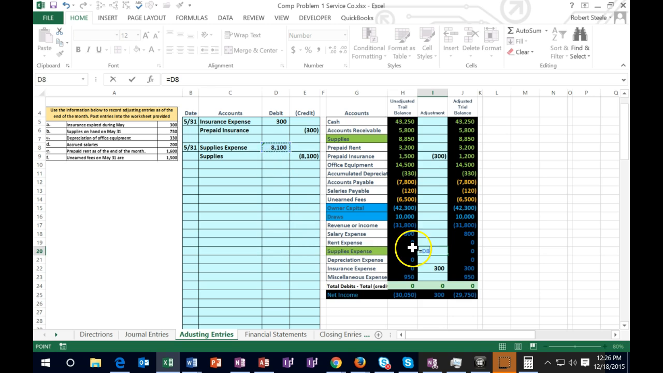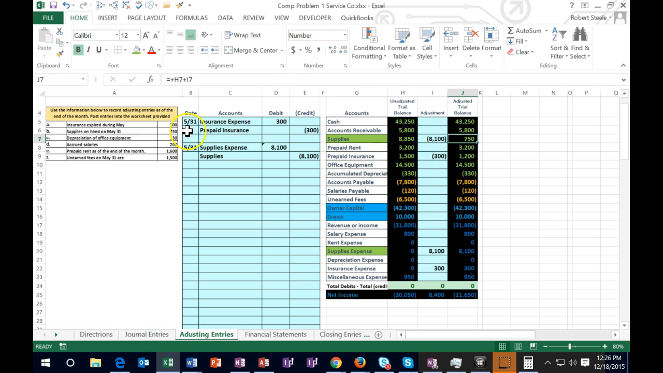That's going to bring the balance up from 0 to 8,100. Puts us out of balance, brings net income down by the amount of the supplies that we have used. We're going to go over here to the supplies asset in I-7, equals, and then scroll down and point to that 8,100 and enter. That's a debit, this is a credit, brings it down to 750, which is what we wanted it to be.